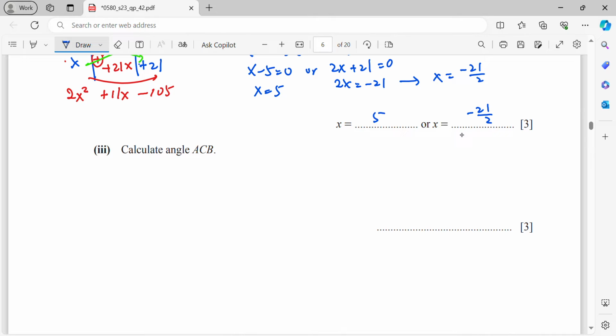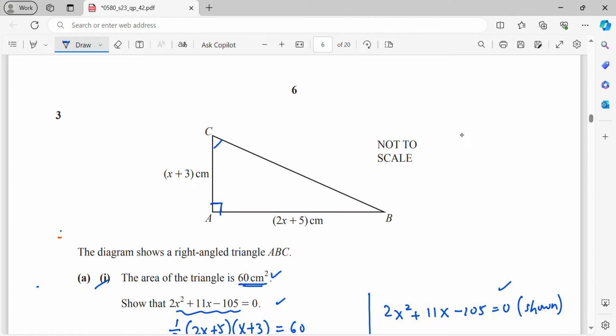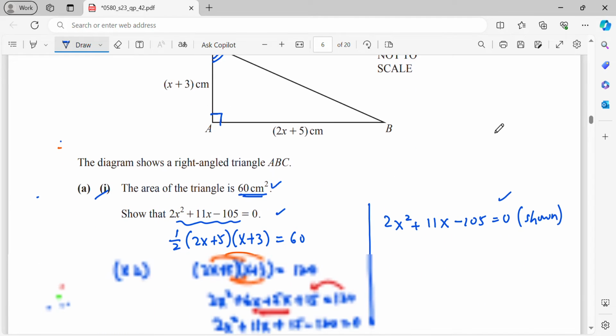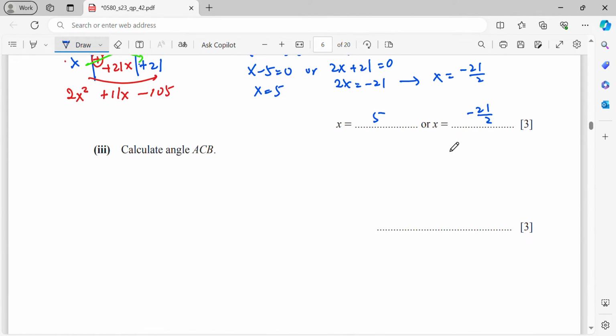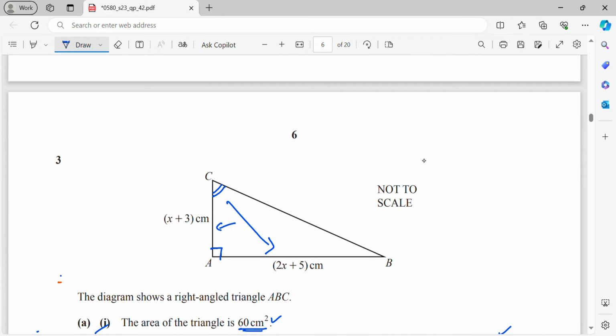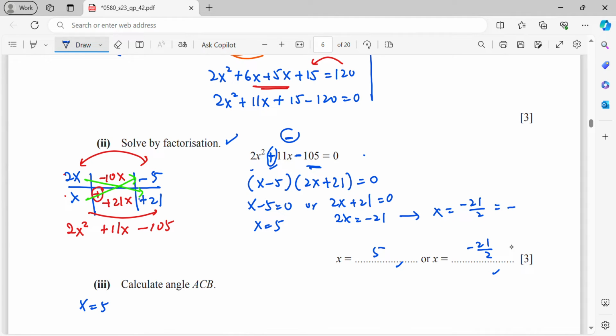Now, next question. Calculate the angle ACB. Okay, let's go back to the triangle. ACB means this angle. Since we have found the x just now, you can use the opposite side and adjacent side, which is the tangent of ACB equals opposite over adjacent. So now I have to calculate my sides first. When x equals 5, we know that x cannot be negative. If your x is negative 21 over 2, this is negative 10.5.